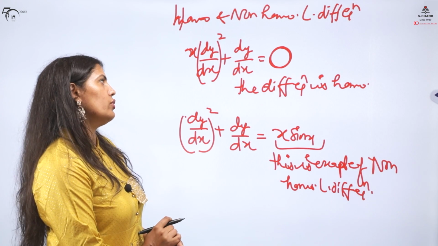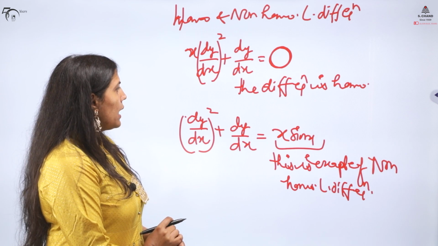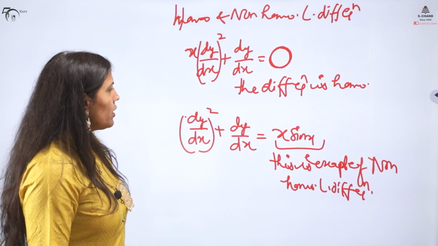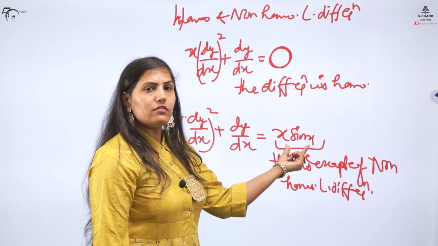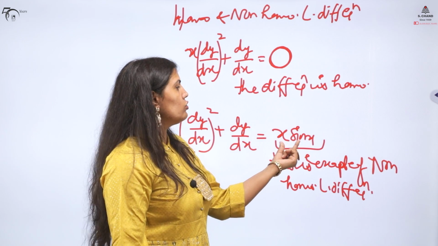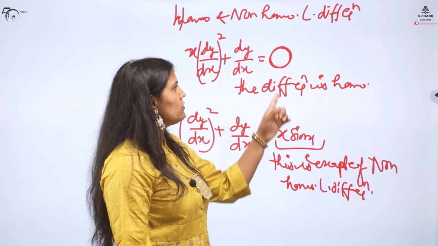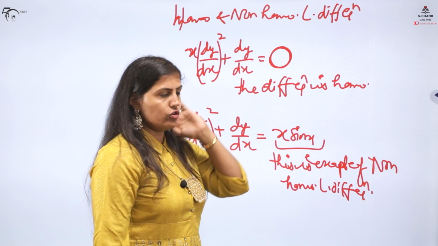So on the RHS, if you have 0, that is a homogeneous equation, and we have different methods for solutions of homogeneous linear differential equations, and for non-homogeneous also we have different methods. But on the RHS, if there is some function, then you say the equation is non-homogeneous. If 0, then you say homogeneous.